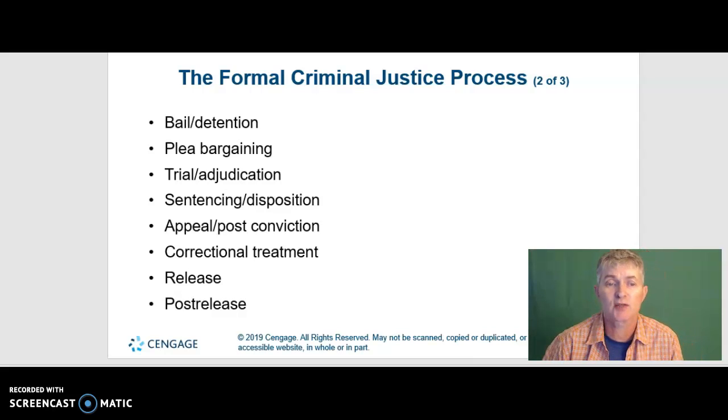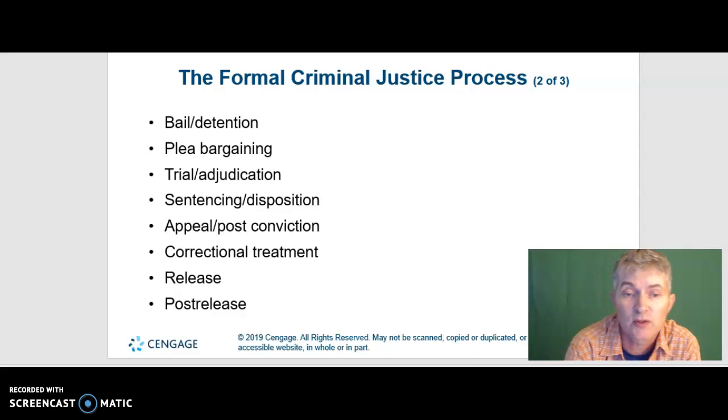Plea bargaining, a formal process wherein the prosecutor and defense attorney bargain for a change in the defendant's plea. The defense attorney, of course, wants the least punitive outcome, and the prosecutor wants to avoid a trial to ensure the most punitive outcome. The strength of the evidence against the defendant often determines the outcome of this process. As we've seen over the last 5 or 10 years, plea bargains are being overturned because of new evidence that's brought to bear on the case. And in many respects, that new evidence has to do with DNA testing.